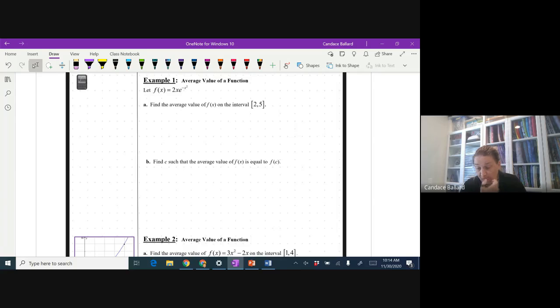So we have a function f of x equals 2x e to the negative x squared. We're supposed to find the average value on the interval from 2 to 5. So I'm going to do 1 over my b value, which is 5, minus my a value, which is 2. Then I need to integrate from a to b of 2x e to the negative x squared dx. I should have put a to b, huh? It's supposed to be from 2 to 5.